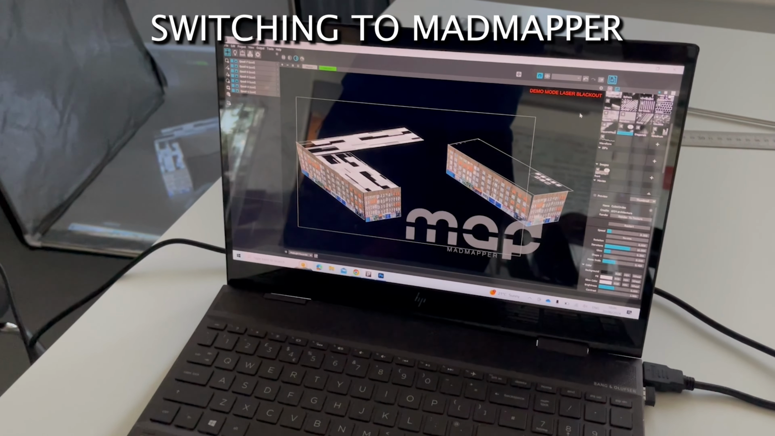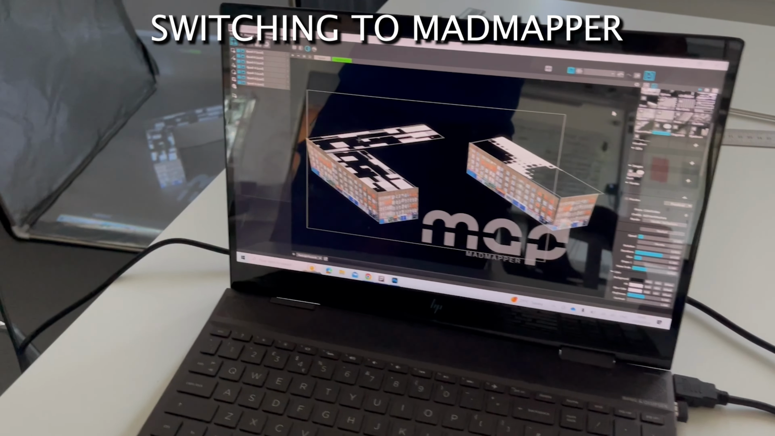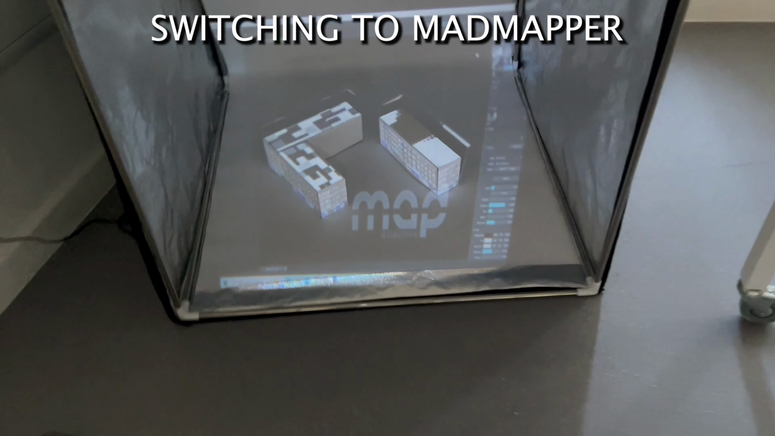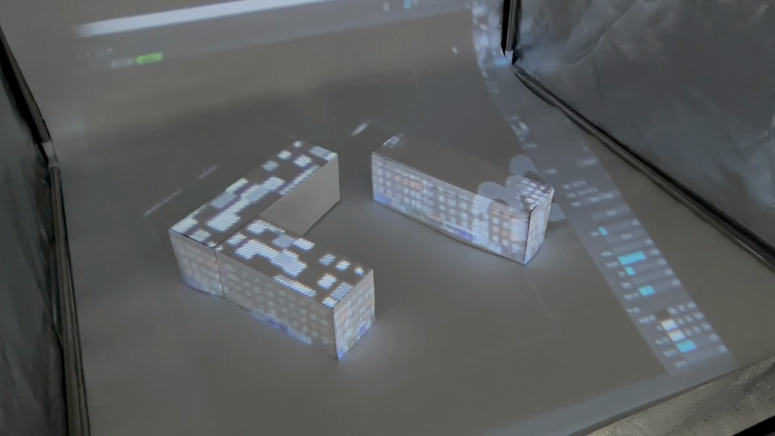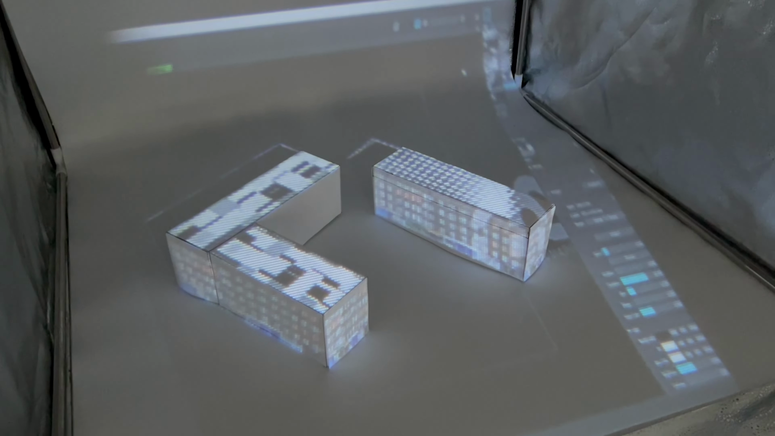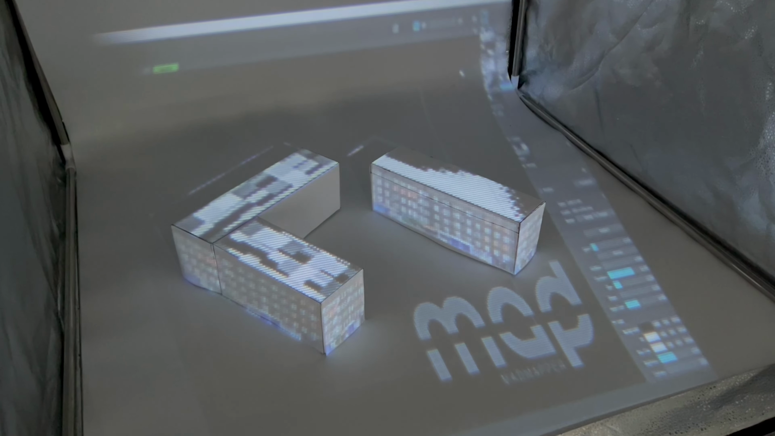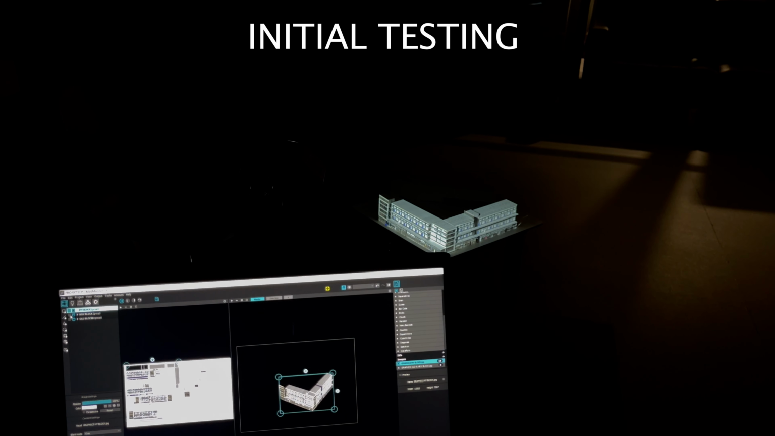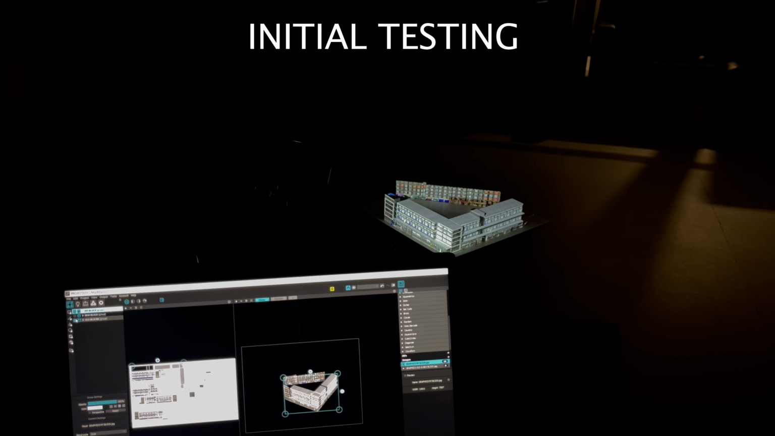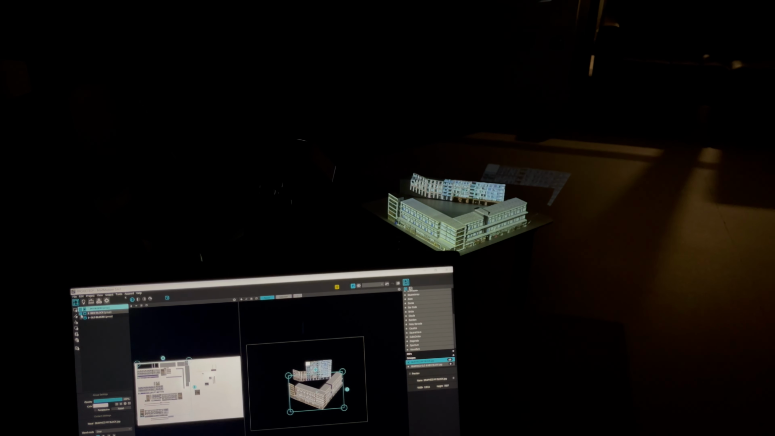So we did a test on some paper models using a trial version of MadMapper. This was a lot more effective in comparison to using Photoshop and P5.js. The full version of MadMapper was bought and tested immediately. So far, so good.